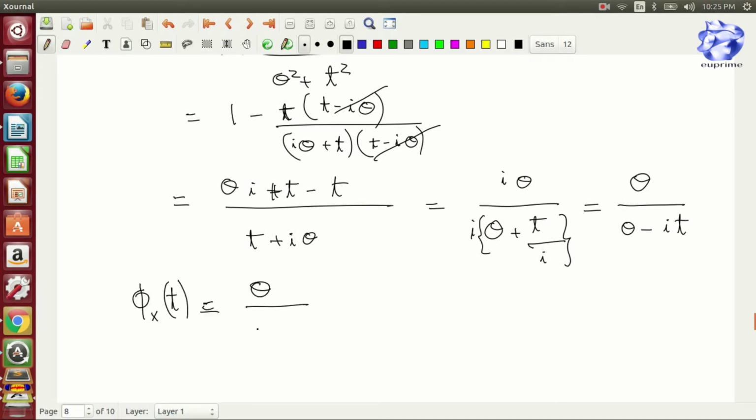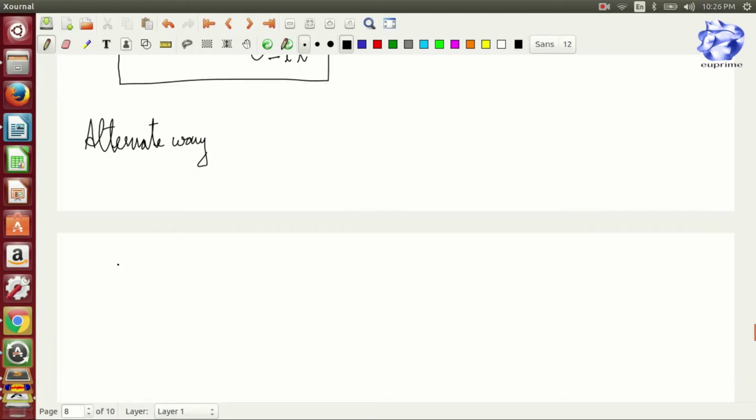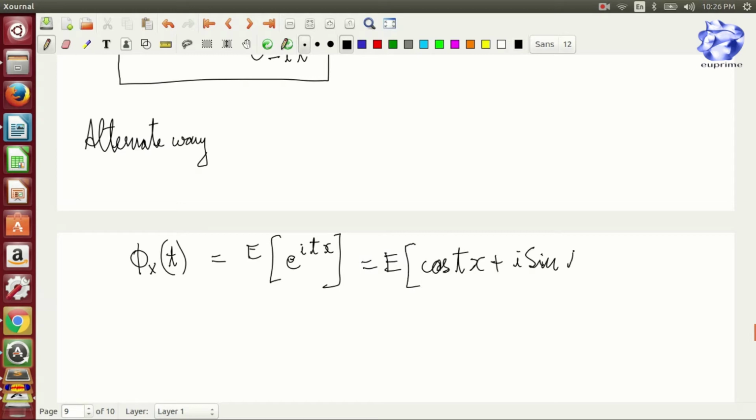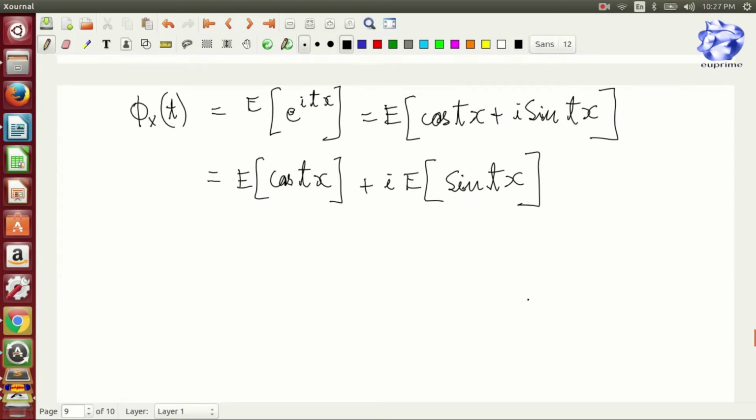Since we write the characteristic function as the expectation of e to the power itX, and we wrote e to the power itX in terms of cis theta, there's an alternate way of solving this problem where you can isolate one term, that is the expectation of cos tX, find the value separately, and similarly do for sin tX, and then combine those two values to get the characteristic function of X.